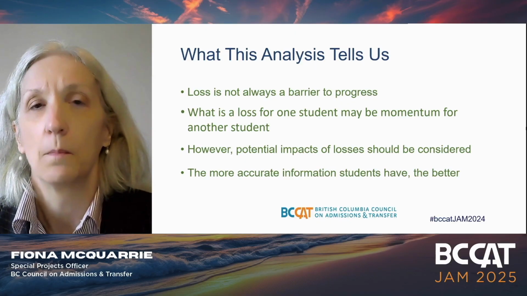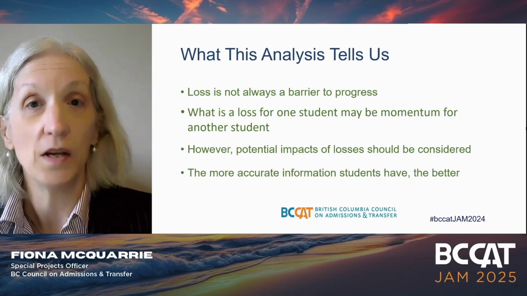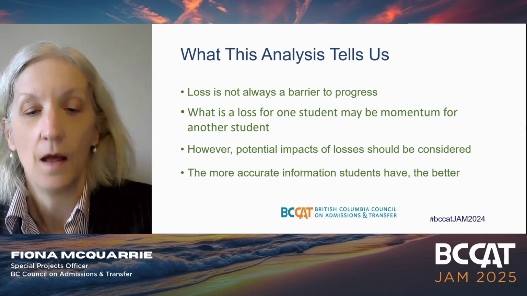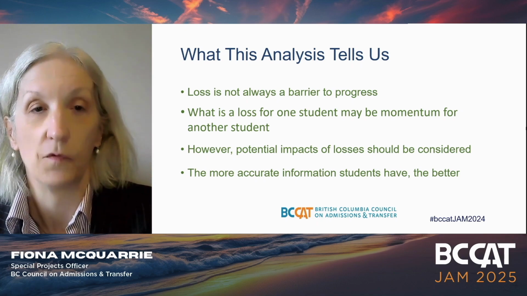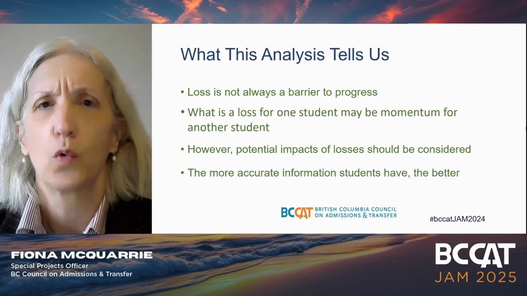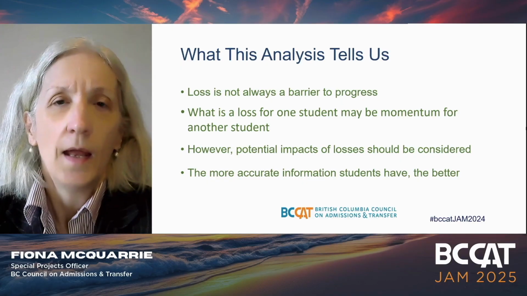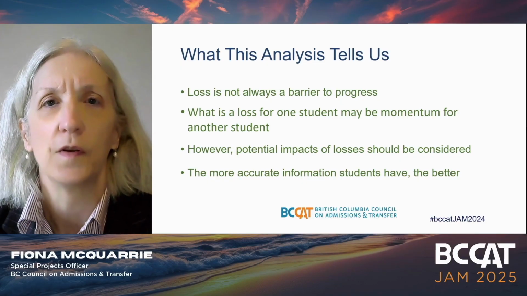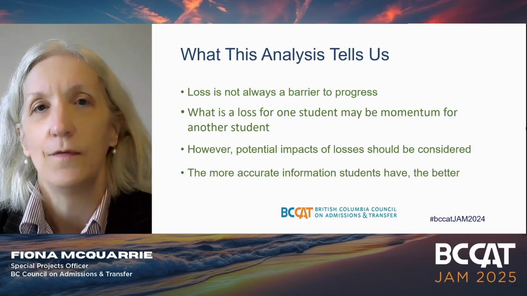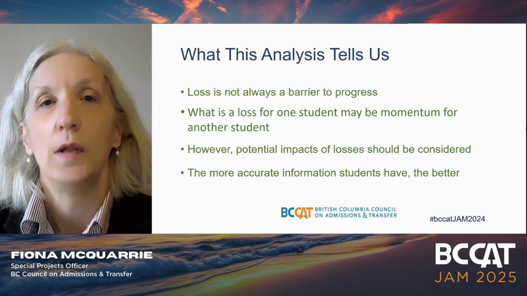And also that what might be a loss for one student might result in a momentum for another student. We should also be thinking about the impact of losses. And here, this ties into something that gets raised quite regularly in my experience at articulation committee meetings, which is whether it's more helpful to give a student the benefit of the doubt and to give them transfer credit, even if there isn't an explicitly clear equivalency between the courses.